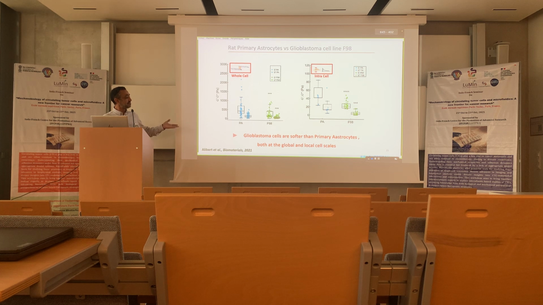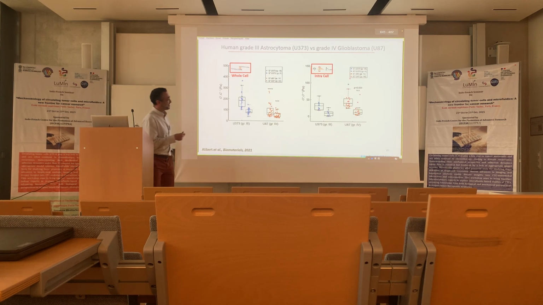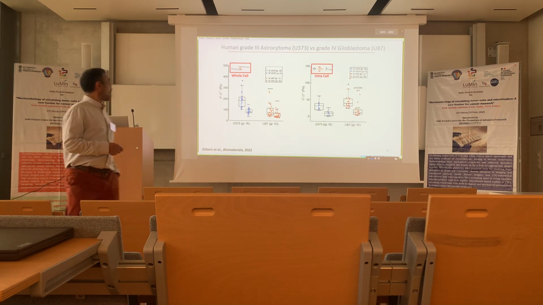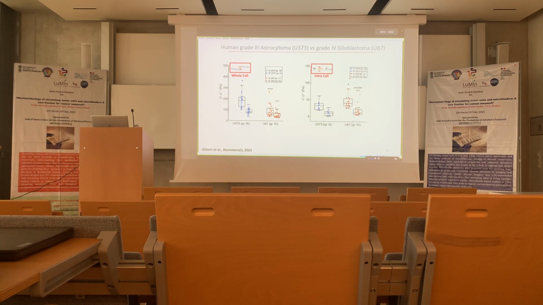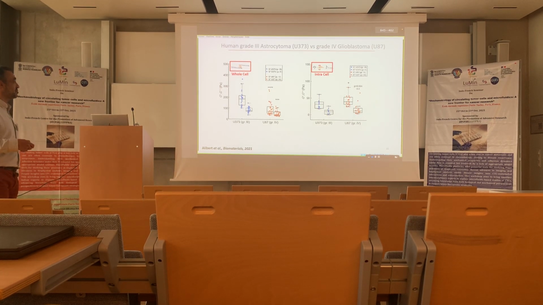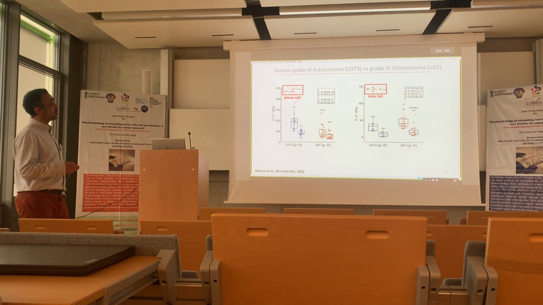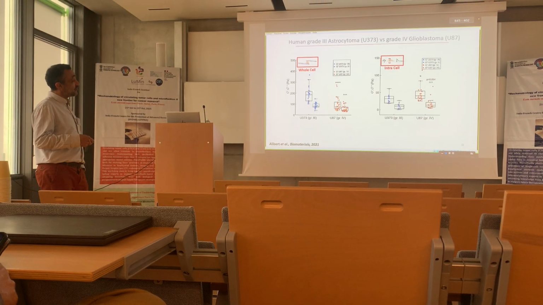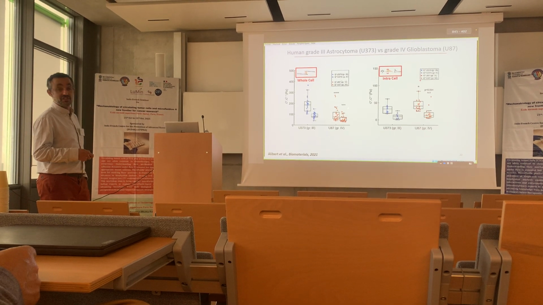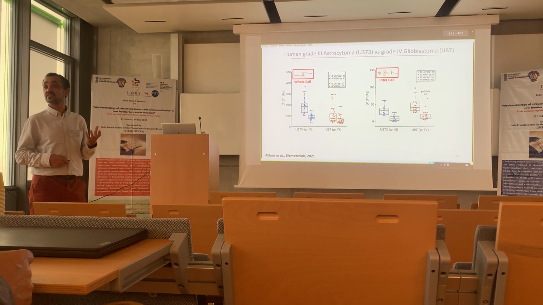So you have here everything is softer inside and outside, or whole cell and local cell scale. Sorry for that. So now we are comparing human grade 3 astrocytoma and grade 4 glioblastoma here with the cell lines, so with the numbers. And once again, we look at what happens at the whole cell scale, and we found again that increasing the grade, you decrease the apparent stiffness of the cell.